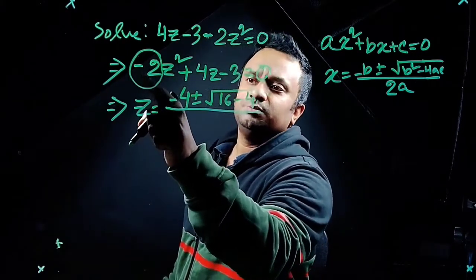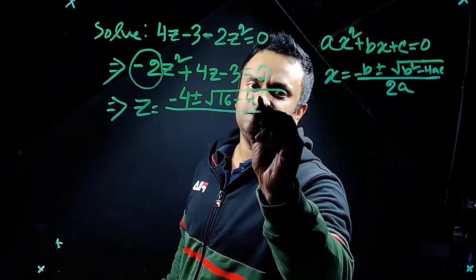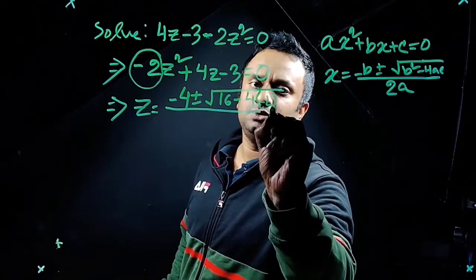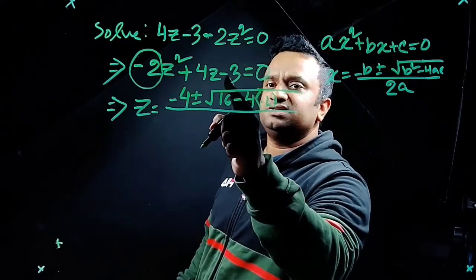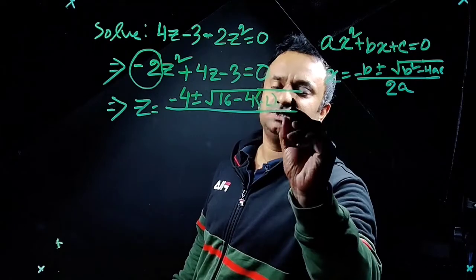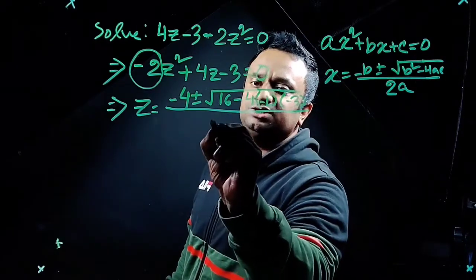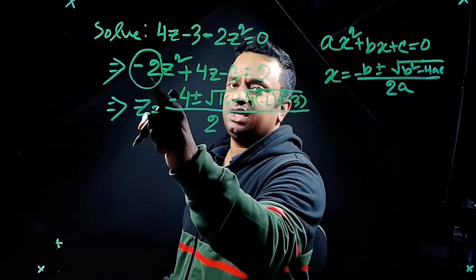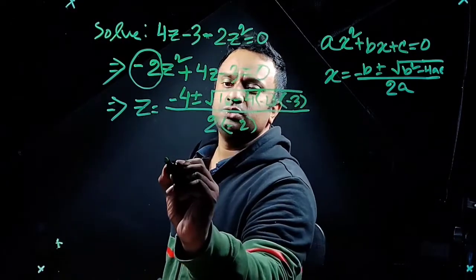Okay, be careful about the negative sign. It is not plus 2, it is minus 2. So my a is minus 2, and my constant term is again minus 3, not plus 3. It is minus 3. Okay, minus 3. So divided by 2a. So my a is minus 2.